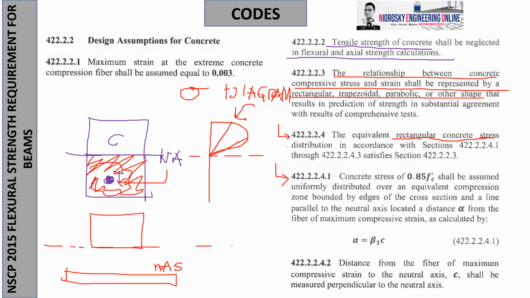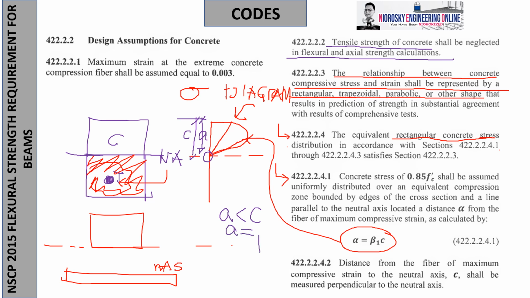Under 422.2.2.4.1, a is equal to beta 1 times c. We assume that when we convert this stress, it does not reach exactly the neutral axis. Assuming this is the height of the neutral axis, c, there is a particular region that we will call a, which I will explain in our next video lecture, and our a is always less than c. So, to make it equal, math says to introduce a constant, which is called the beta 1 factor. And 422.2.2.4.2 says the distance from the fiber of maximum compressive strain to the neutral axis, c, shall be measured perpendicular to the neutral axis.